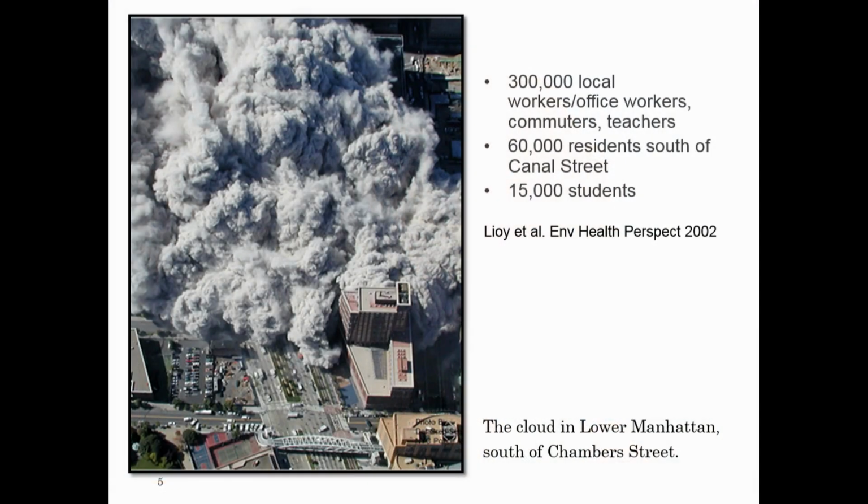So just to review with you, the World Trade Center collapse or destruction was an environmental disaster, and it was a disaster for the civilian community who were at risk for exposure to dust and fumes. I show you this as a picture of the dust cloud. We think that there were about 300,000 local workers, office workers, commuters, teachers, children, residents and students who all had potential for exposure.